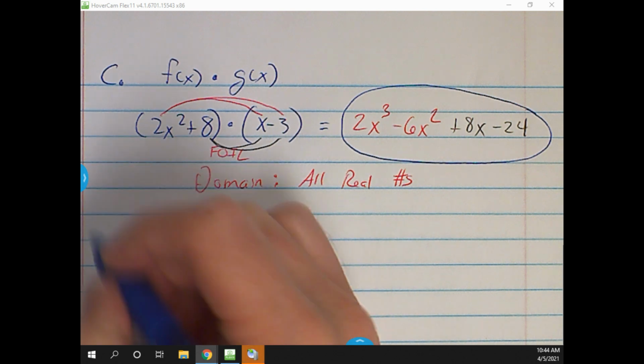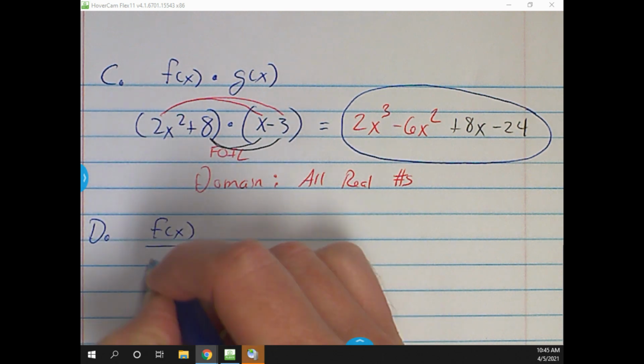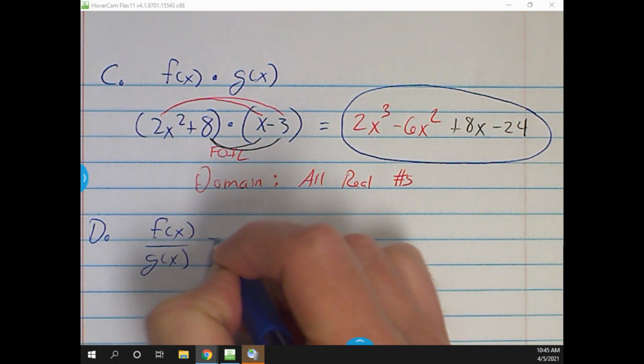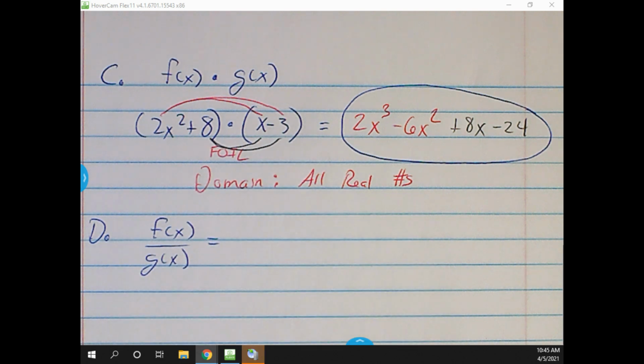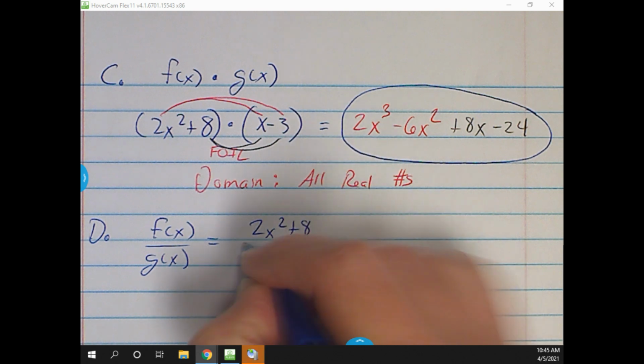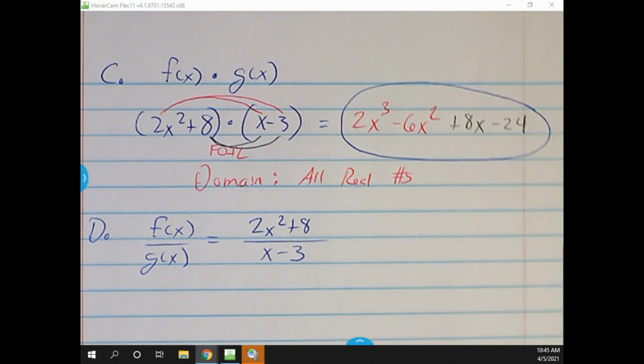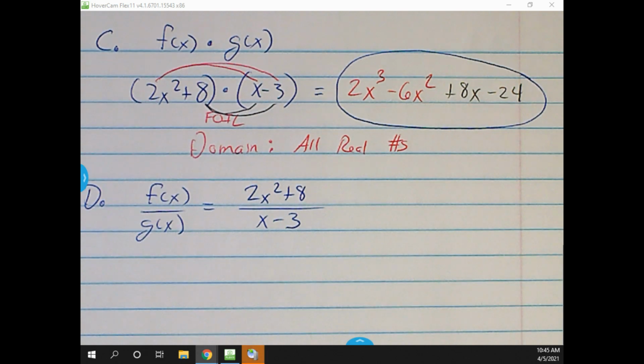All right, and then the last one, we'll do division. So it's f of x divided by g of x. So it's 2x squared plus 8 divided by x minus 3. Okay, and again, with the division on this one, it's not really division. It's really more factoring in this case.